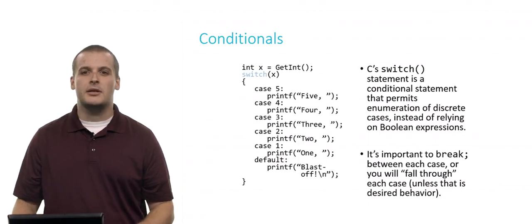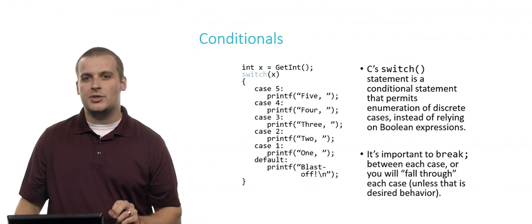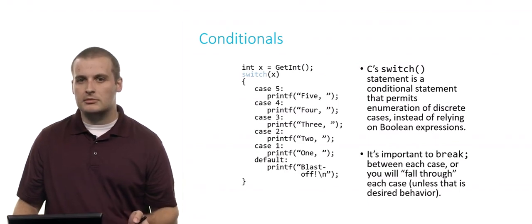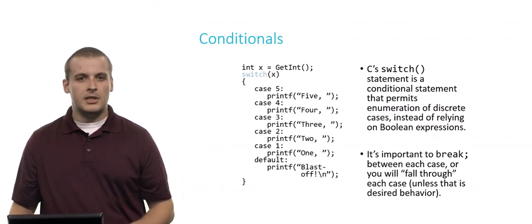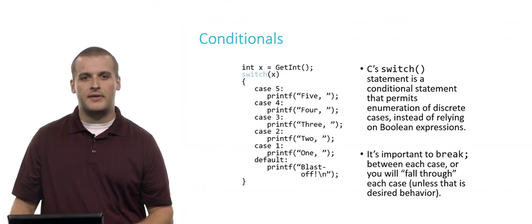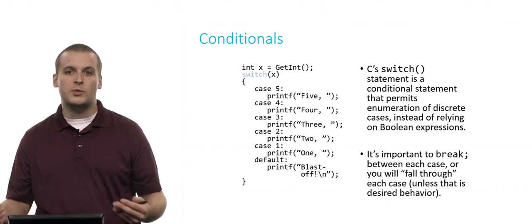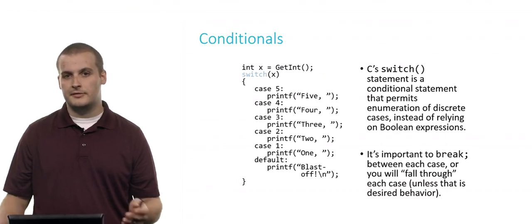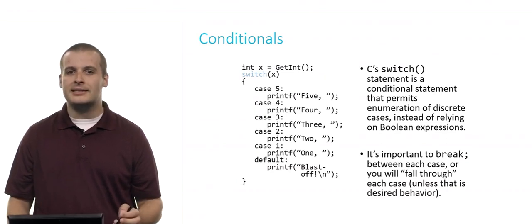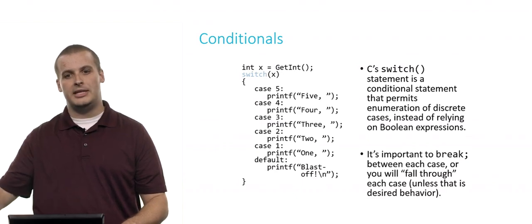So what happens here? Think for a second. You might even want to pause the video. What happens here if the user types 4? So I've asked the user for input, and they provide the value 4. What gets printed when I do that? On the previous slide, there were breaks between all of the cases, and so it would just print 4 and then stop. But in this case, it won't. What will happen is you will fall through each case.